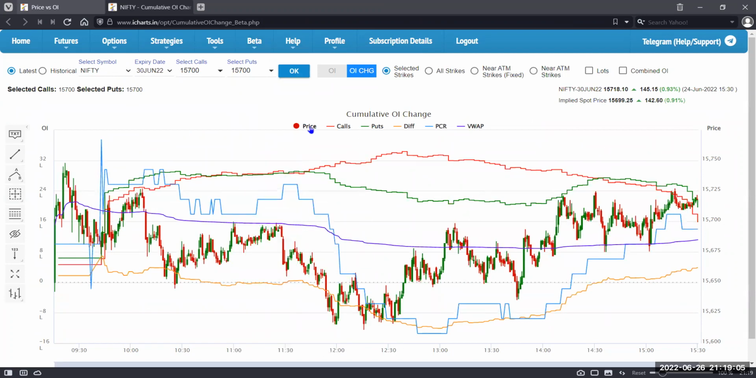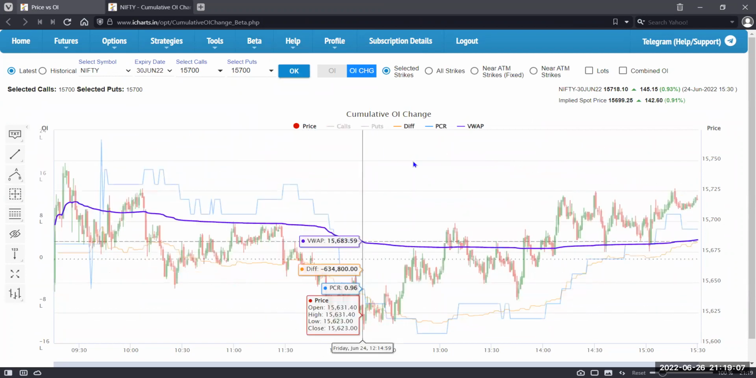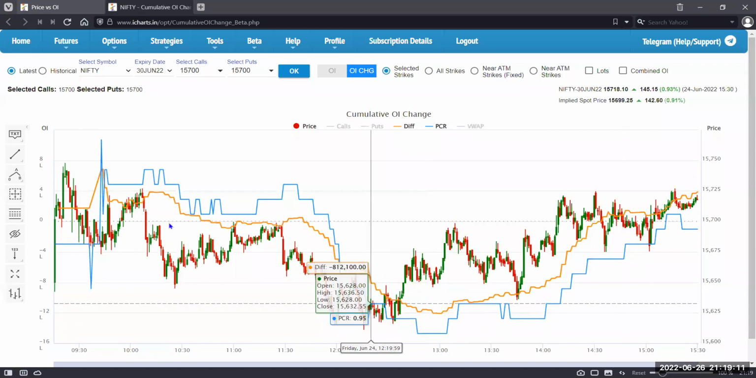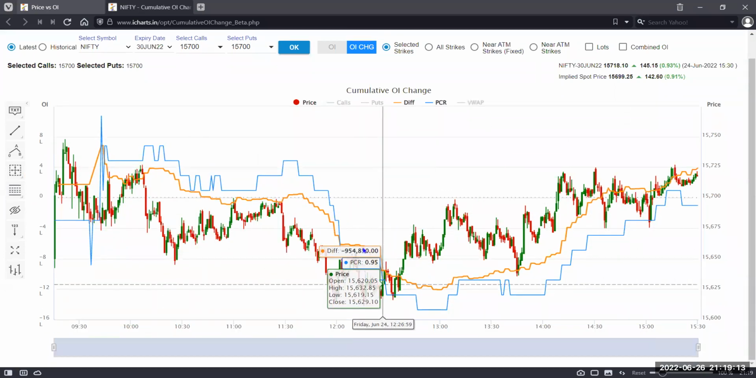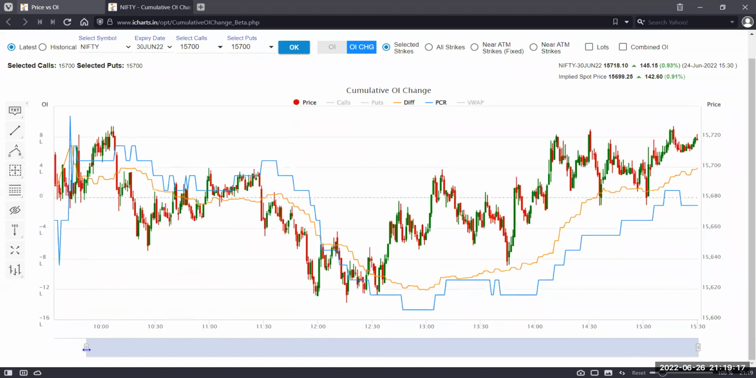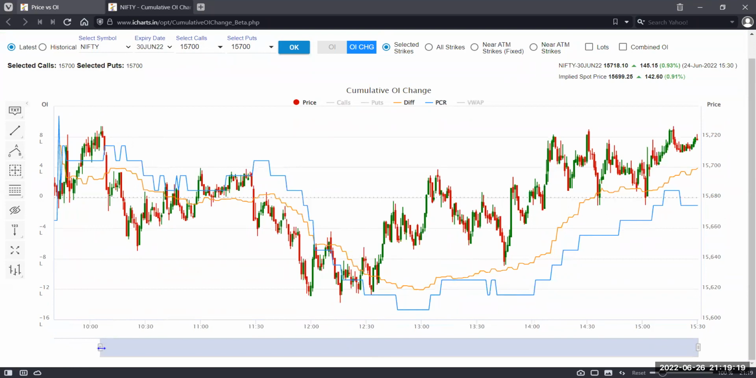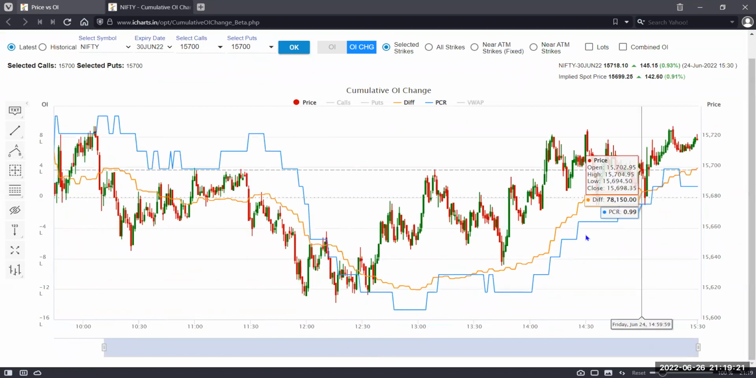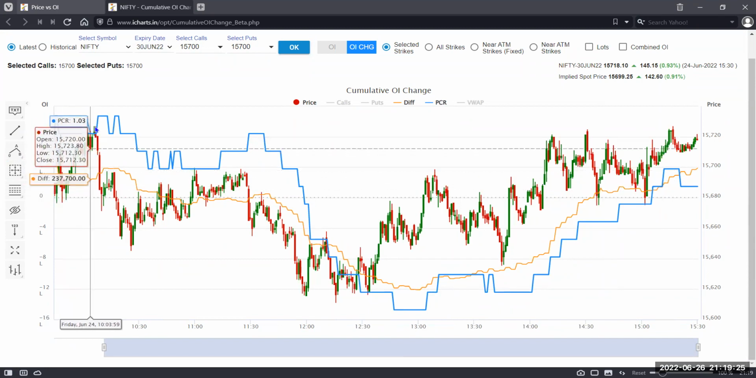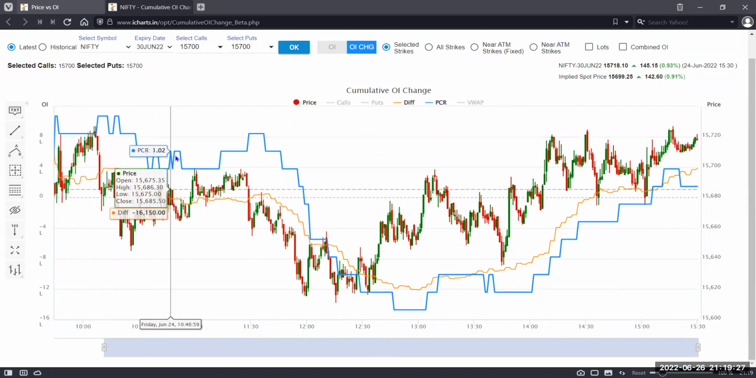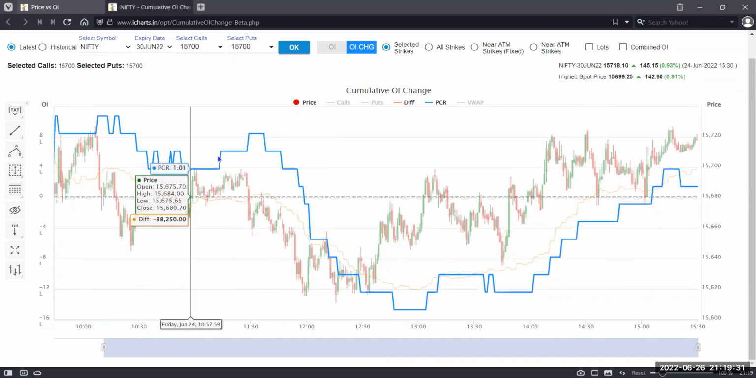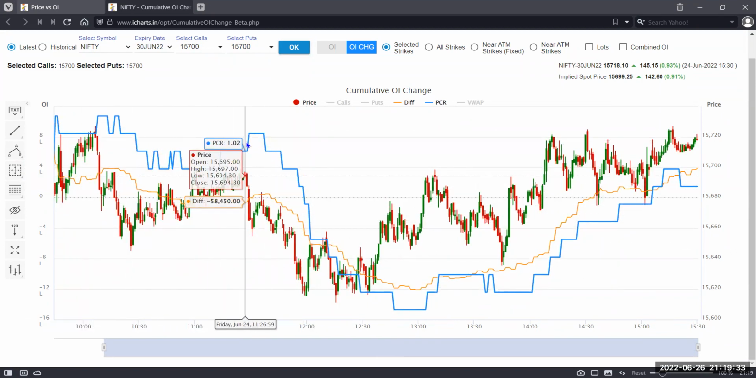Let me, I'll disable this. I'll disable VWAP. Now here, this error, I'll remove the NSE error. So I'll just remove this data over here. Right. Now the PCR, the main thing is, more than the value, the direction PCR is moving in is a lot more important. So this blue line is the PCR.